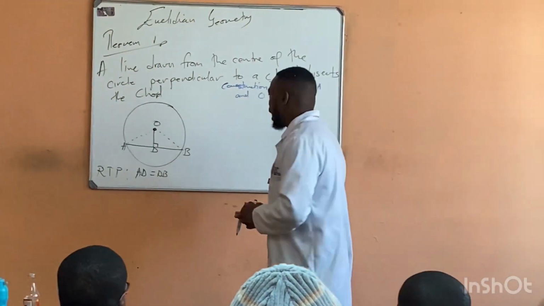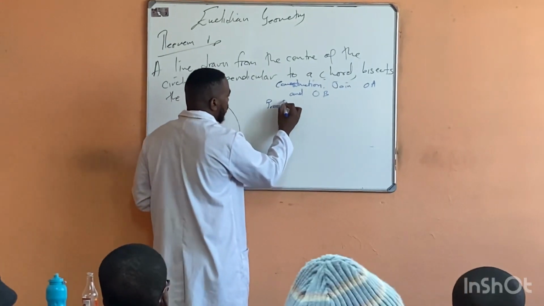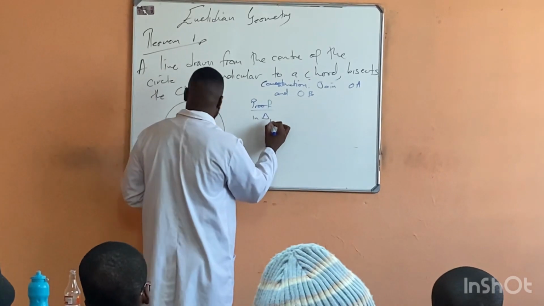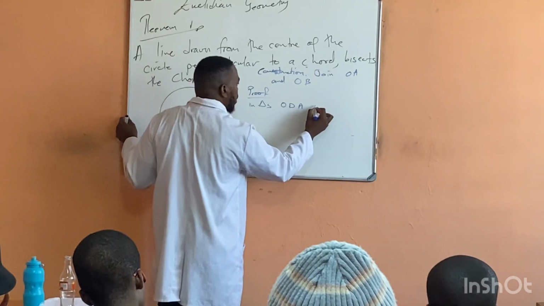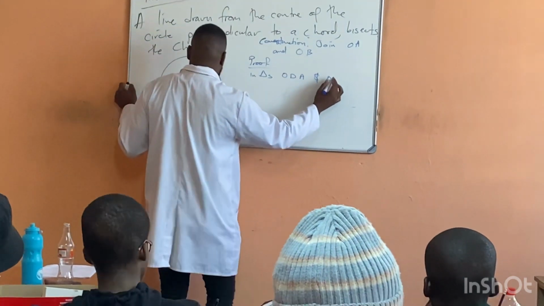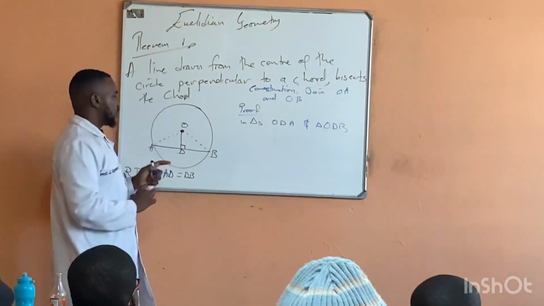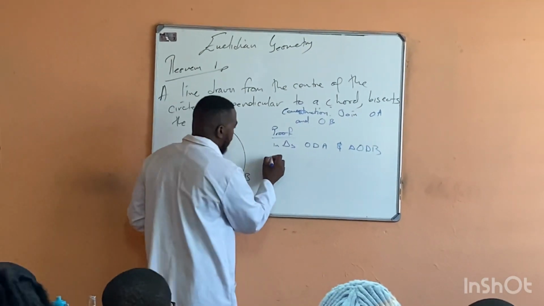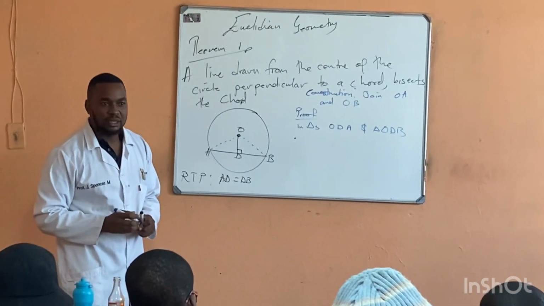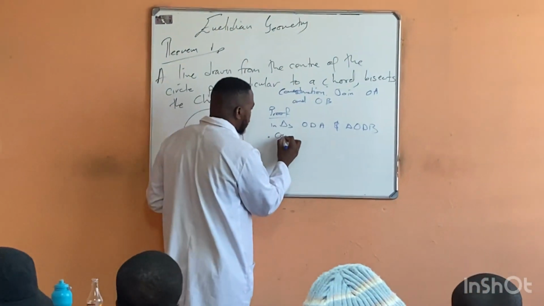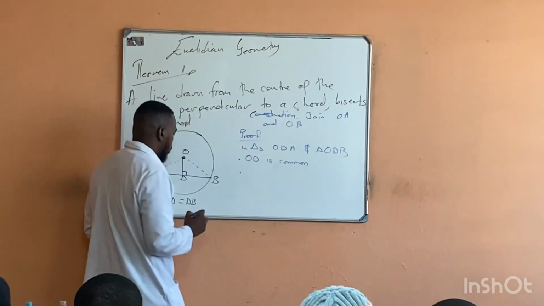Alright. So now I have two triangles. I'm going to say my proof in triangles ODA and triangle ODB. Between these two triangles, fact number one, OD is equal to OD. It's a common side, right? Yes. So I'll say OD is common.